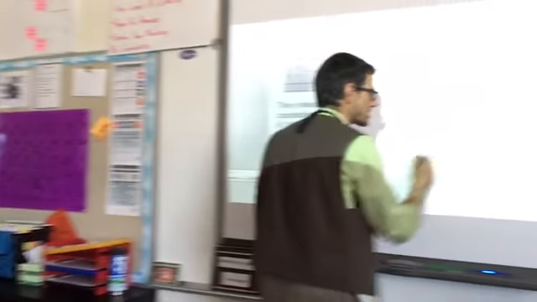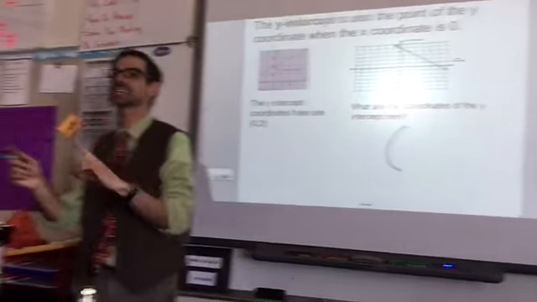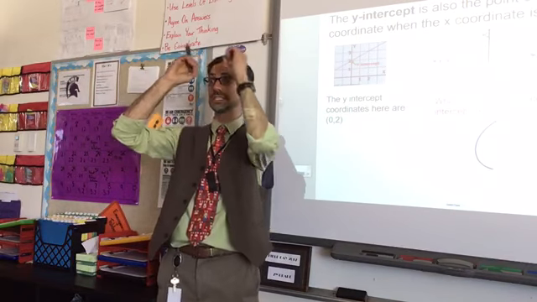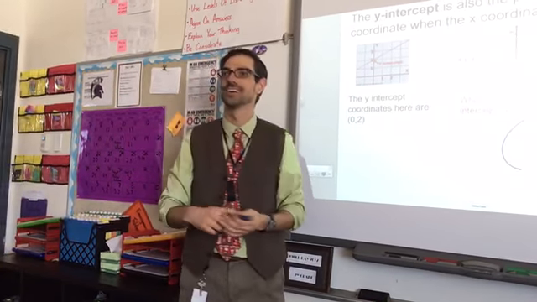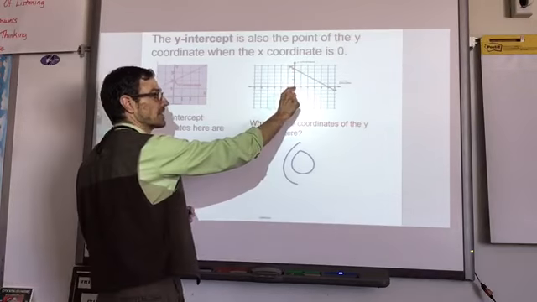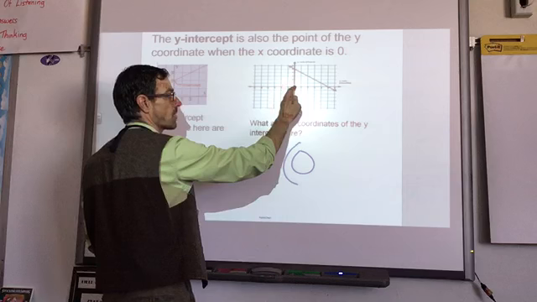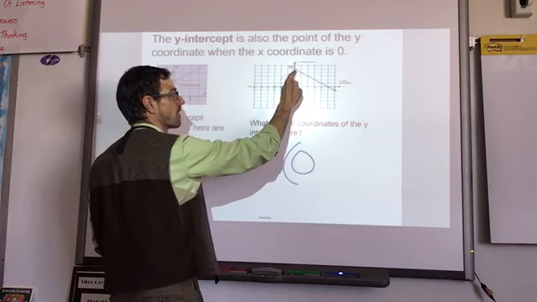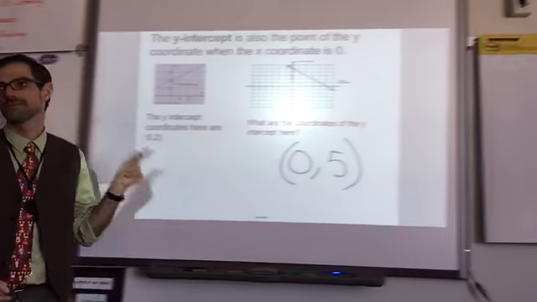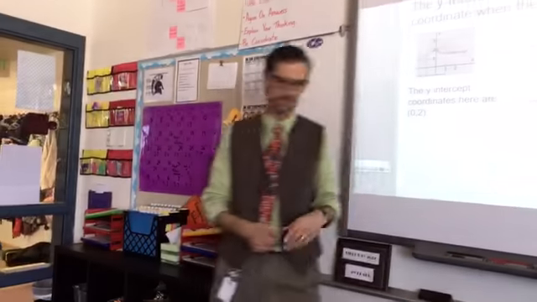Okay. Something to remember. X always goes first. So what's the X coordinate? 0. Okay, so it is 0 because look, this is X. It's 0, and then I go 1, 2, 3, 4, 5. So my coordinates are 0, 5. Okay.